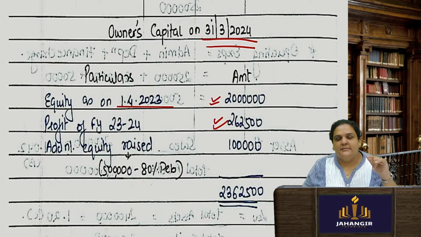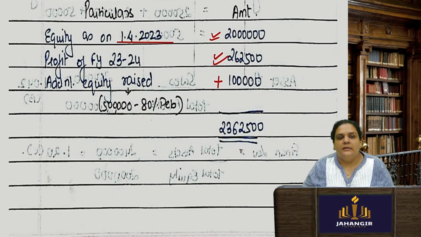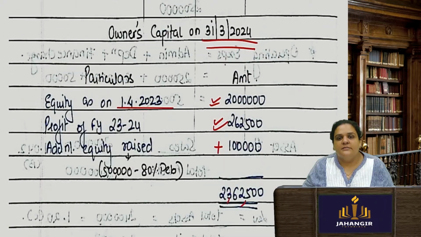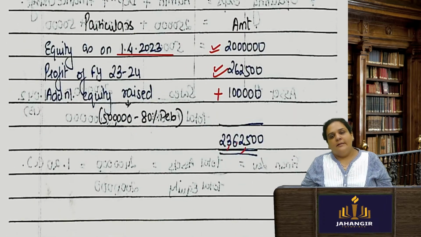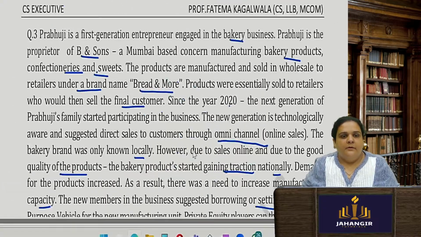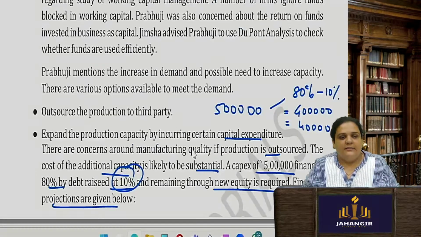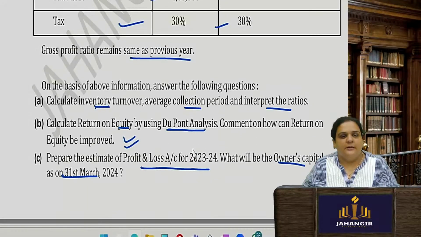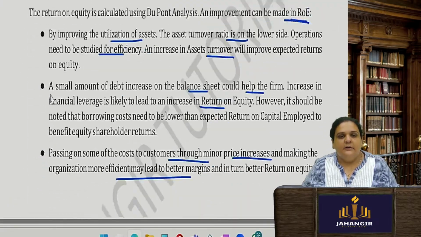From that 5 lakhs, 80% was debt. That means the balance was equity, no? So this also I will add. So total owner's equity or owner's capital is going to be 23,62,500. Okay, everybody, so we have done this question now. Owner's equity, profit, all this is done. I have given you all in the answers.